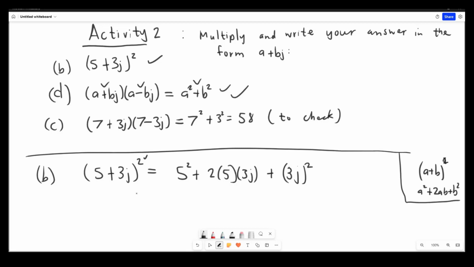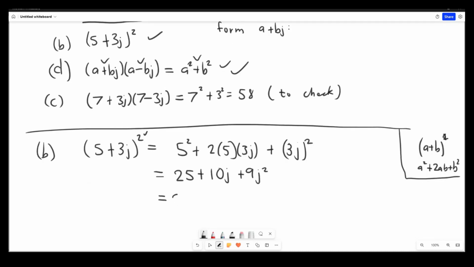Or someone could have just written it out, 5 plus 3j times 5 plus 3j. Let's see what this yields. It was 25 plus 30j plus 9j squared. Right? So when we do that, we've got 25 plus 10j. j squared is minus 1, so 25 minus 9 is 16 plus 10j. Okay, so that's that part.